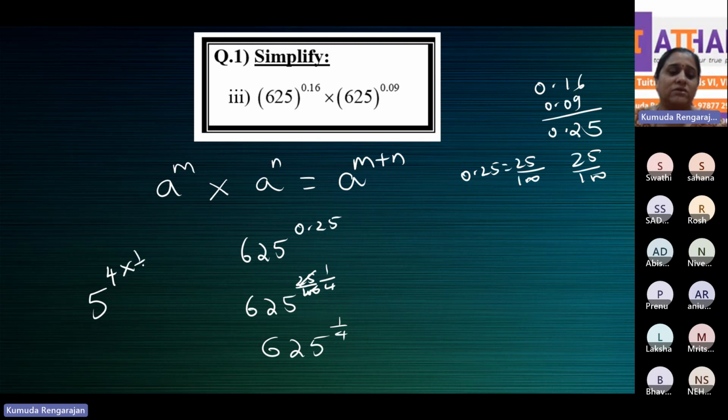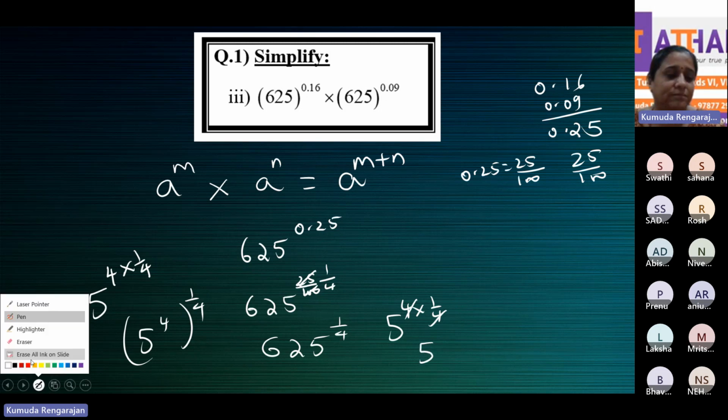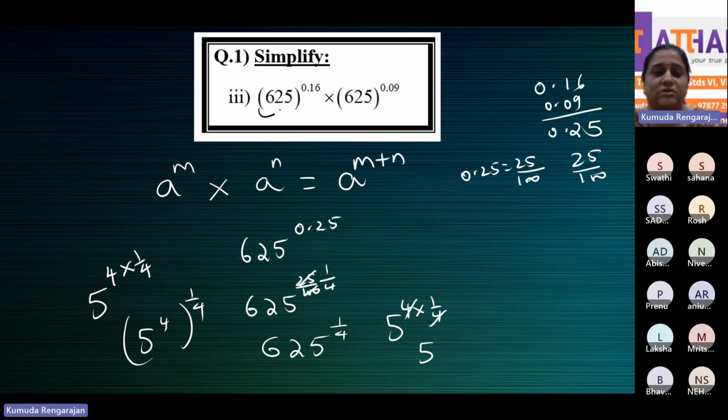When there are many powers, multiply the powers. See, it is 5 to the power 4, the whole power 1 by 4. So you can multiply the powers. So it's 5 to the power 4 into 1 by 4. So 4 and 4 cancel and the answer is 5. The value of this expression, what is given here, is 5.